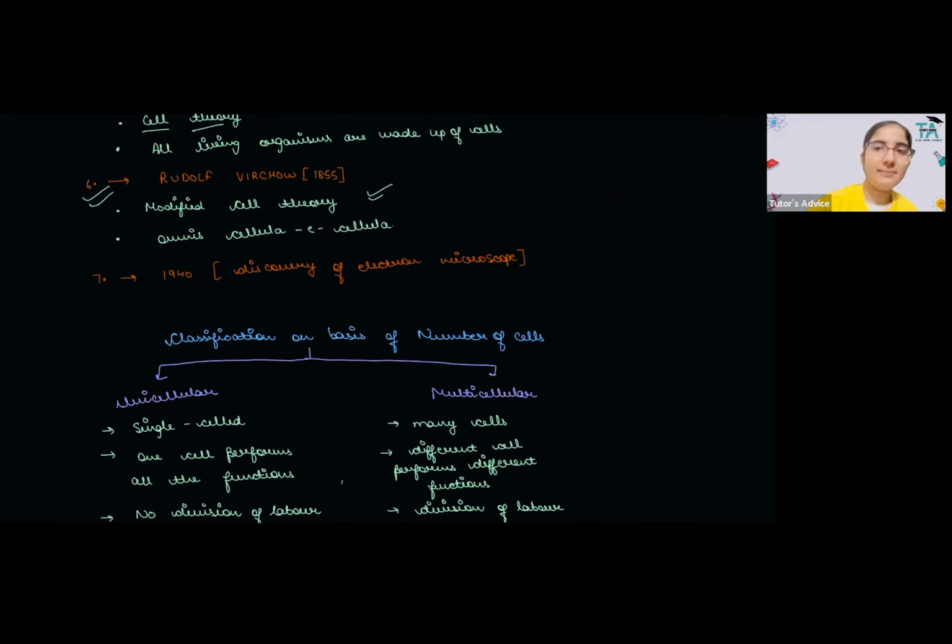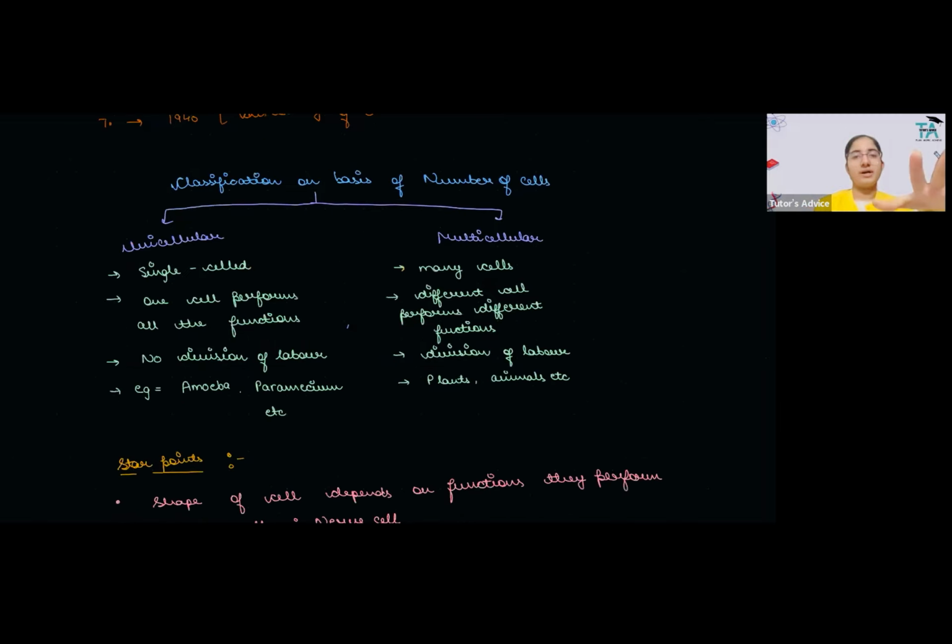Coming to the second part, which is classification on the basis of number of cells. Most important thing: whatever I have included in the notes, first of all, they are handwritten notes, as you can see. And second, whatever I have included in the notes is very, very important from the point of view of the exam. Every single thing can come in the exam.